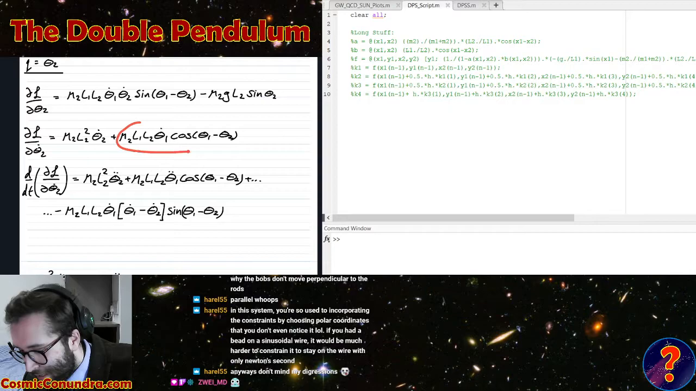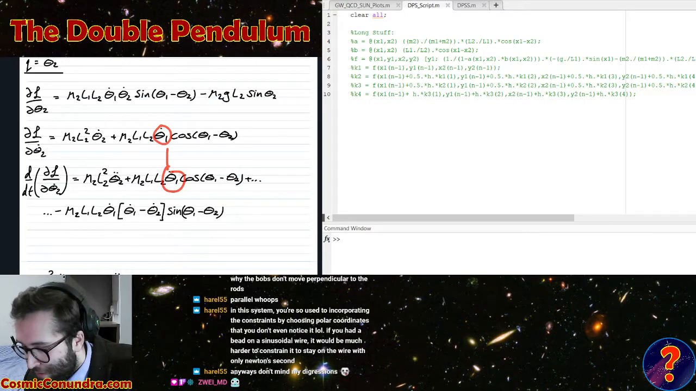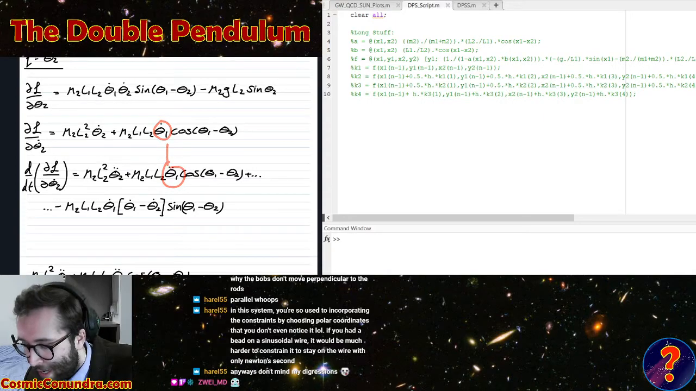Then the second term, again from the product rule, we've got a product of two functions that we're differentiating. This first bit here goes to θ double dot 1 here. Then that's just multiplied by this. And then we have to differentiate this part, which first will bring down a θ1 dot, and then we'll also bring down a minus θ2 dot from here. So we get these three terms.